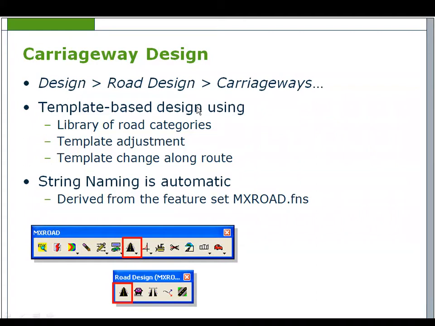Carriageways can now be added using template-based design using a library of supplied road categories. Templates can be adjusted and saved to build up libraries for future use. Template changes can be made along the route. String naming is automatic from the MX Road feature name set.